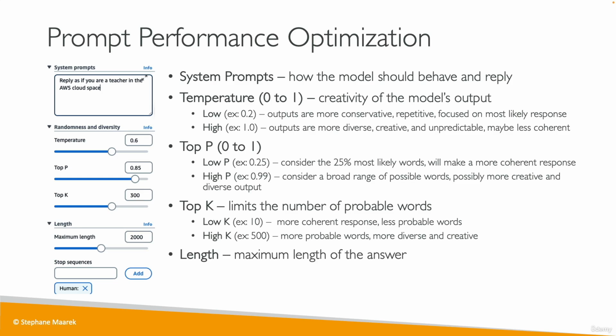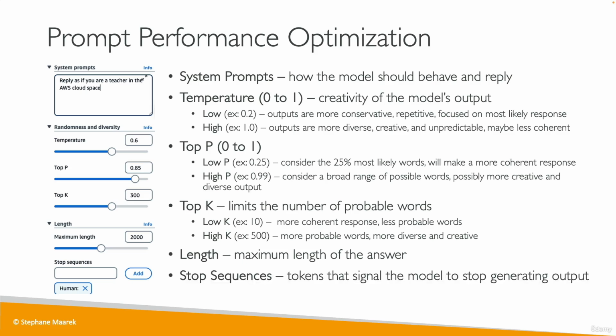And then we have length. We define the maximum length of the answer, so we tell the model to stop at some point. And finally, stop sequences: these are tokens that will signal the model to stop generating output. If the model produces that token, then it stops. From an exam perspective, you need to remember the definition of all of these, and what they mean for a low and a high value. So remember temperature, top P, top K, length, system prompts, and stop sequences.